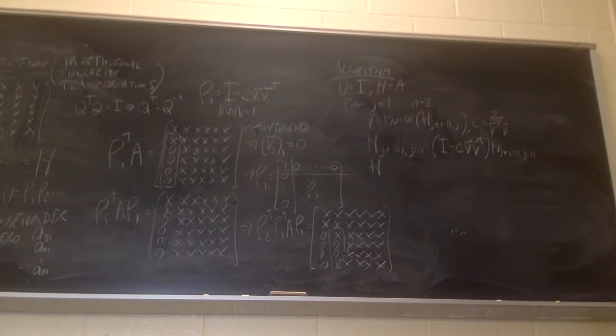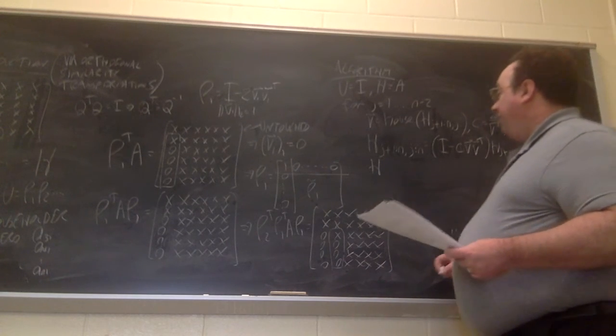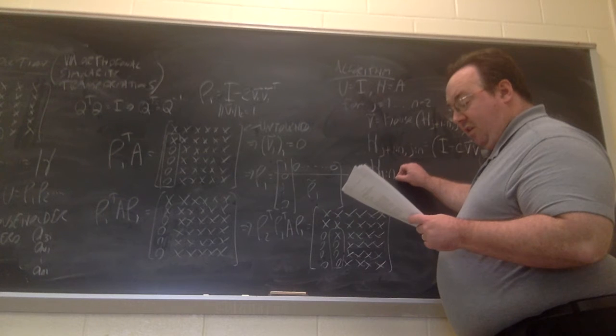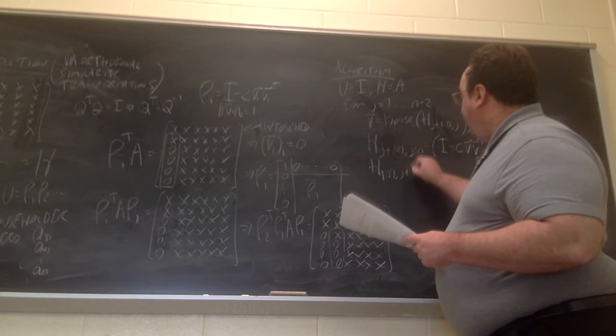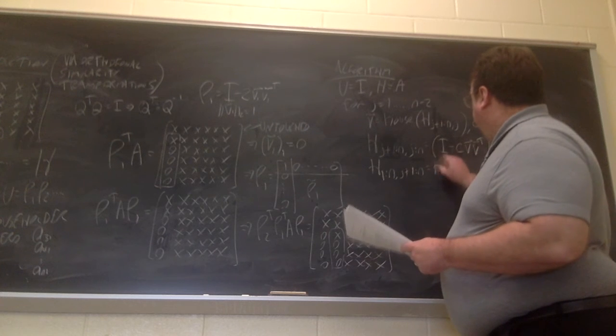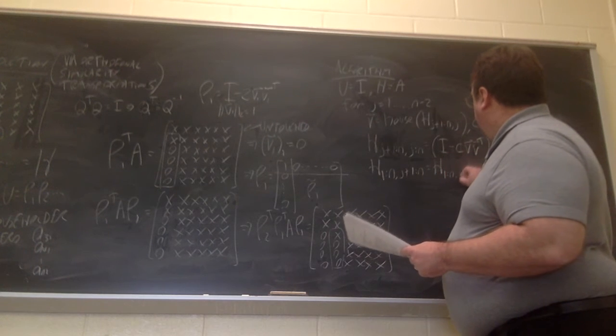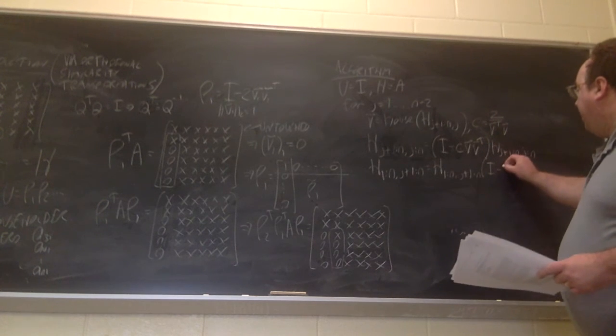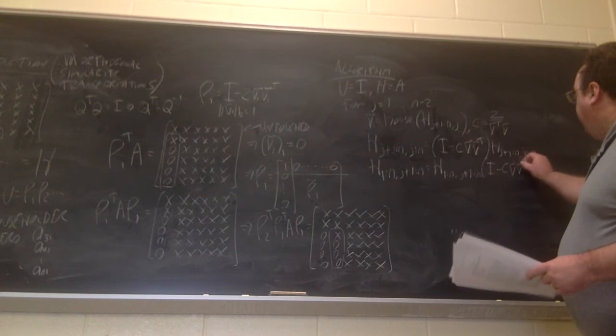So for that, again, which rows and columns are being affected? It's going to be all rows, and these columns, j plus 1 to the end, times identity minus C v v transpose.